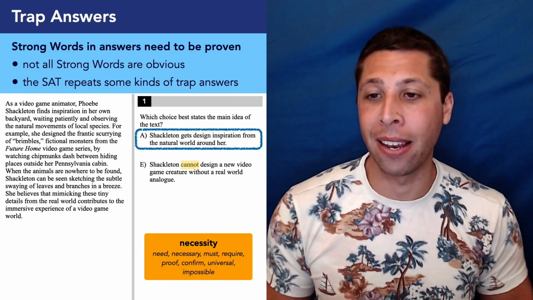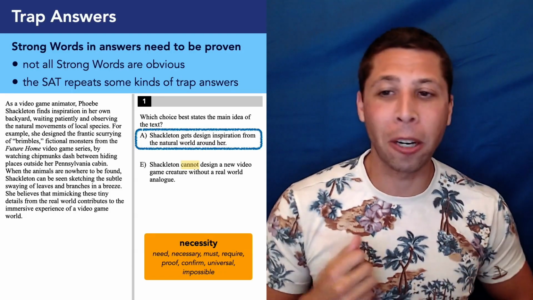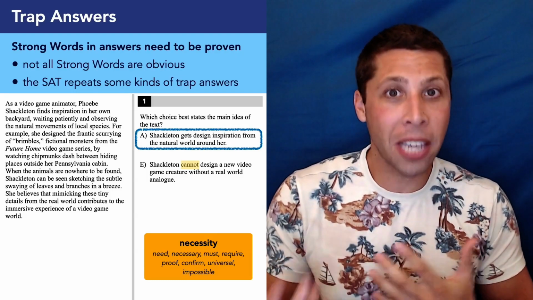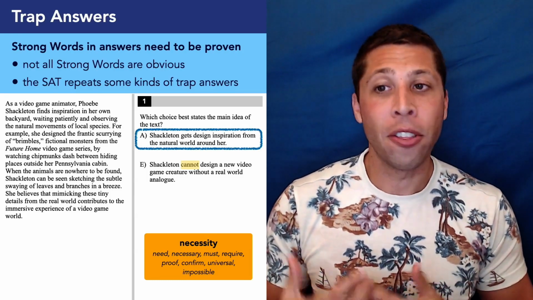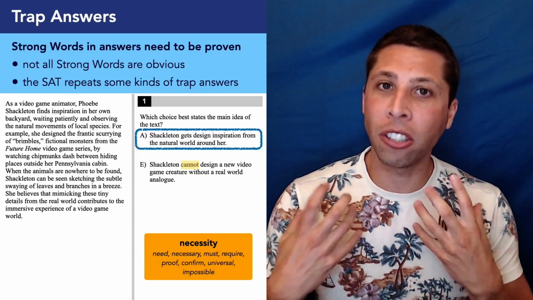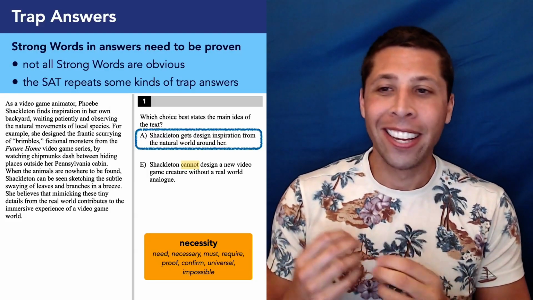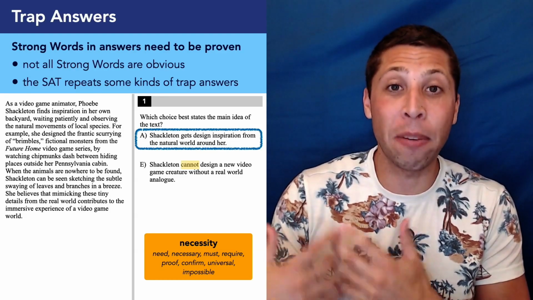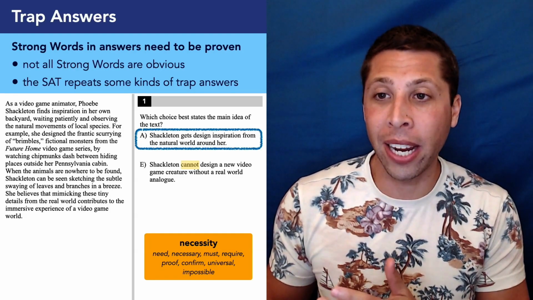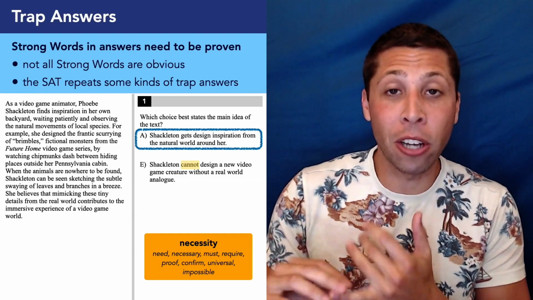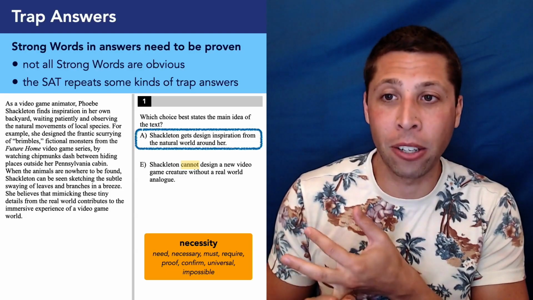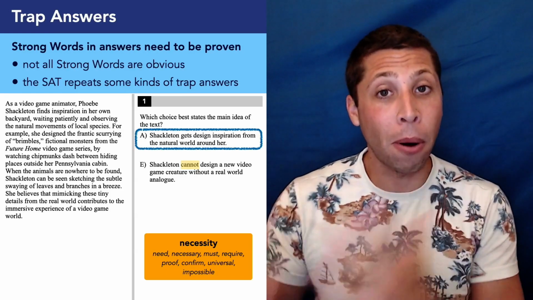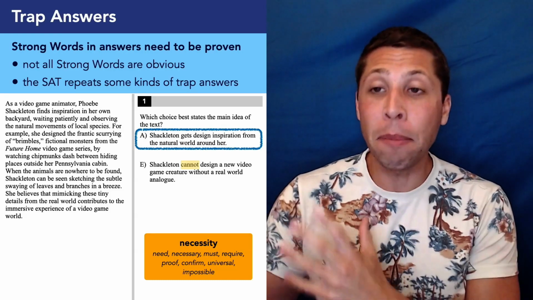It must happen. Need, necessary, must, require, proof, confirm, universal, impossible. These are just some words that would scare me if I saw them in a choice. They're not always wrong, but they require some sort of proof. But notice, cannot is not the most obvious word here. It feels like it's actually not even part of the main idea of the choice, right? Otherwise, it definitely talks about Shackleton in the passage. It talks about her designing new video game creatures, and it talks about her using the real world. So other parts of this choice check out. They seem to be okay.